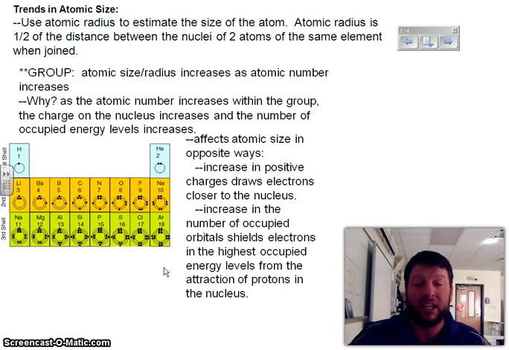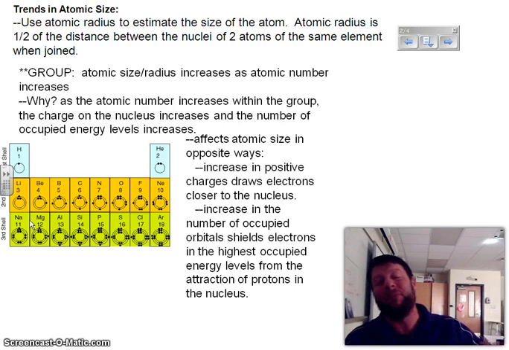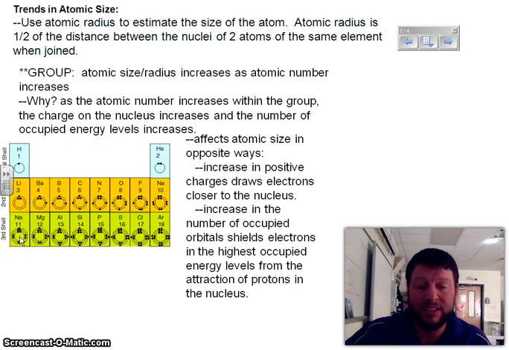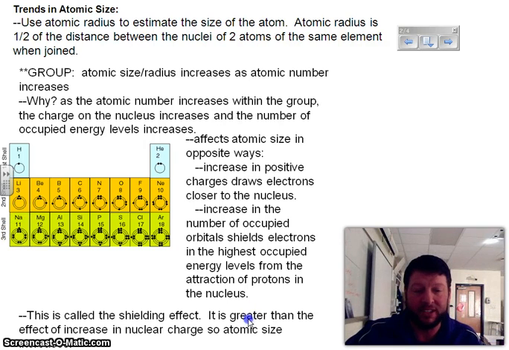So an increase in the number of occupied orbitals shields electrons in the highest occupied energy level from the attraction of the protons in the nucleus. Let's take a look at sodium over here. We have these extra energy levels. These electrons are pushing slightly at the other electrons. Therefore, it pushes them a little farther out, away from the attraction of the protons in the nucleus, and that's called the shielding effect.